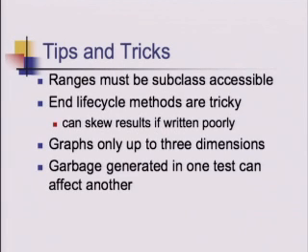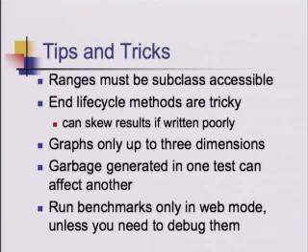Tips and tricks quickly. I talked about ranges: because of the way generators work and how we generate the benchmarks, they have to be subclass accessible, so that usually means protected. The lifecycle methods are tricky to write. If you don't write them quite right, you can screw your results. I only graph up to 3 dimensions, so if you have many variables, I won't create a graph for them because that's a little more difficult to do, just a current limitation. If you generate a lot of garbage in a test method ahead of time, it can affect the results of another one. That's a little tricky, especially in IE6, because IE6 has a terrible garbage collector.